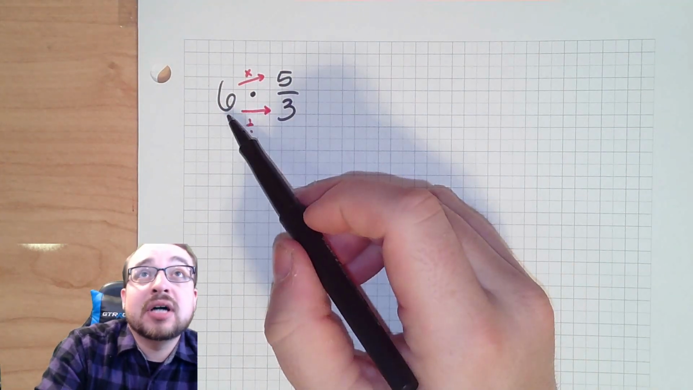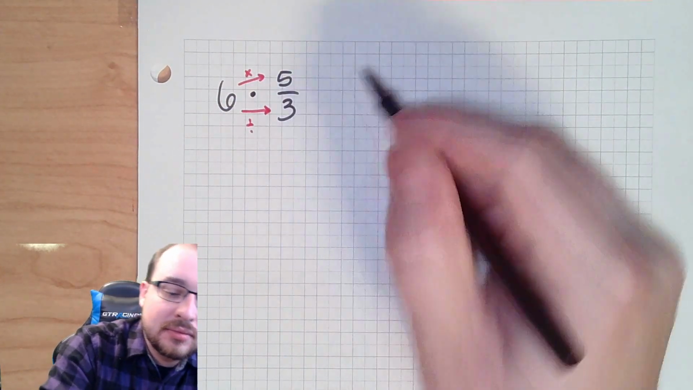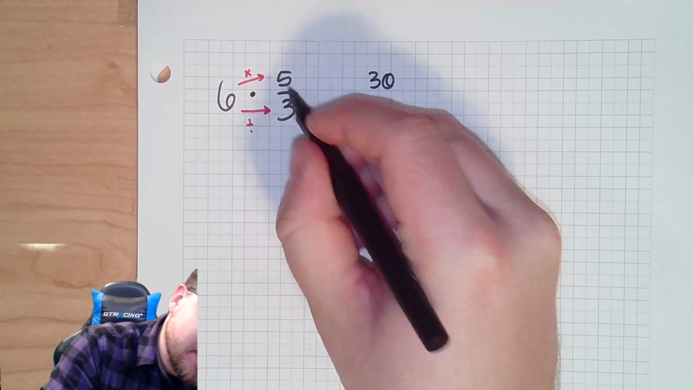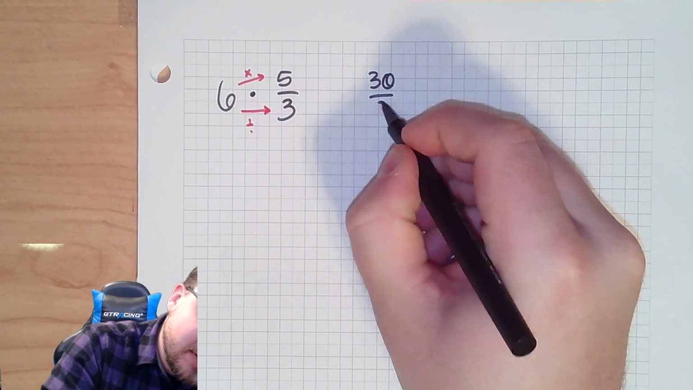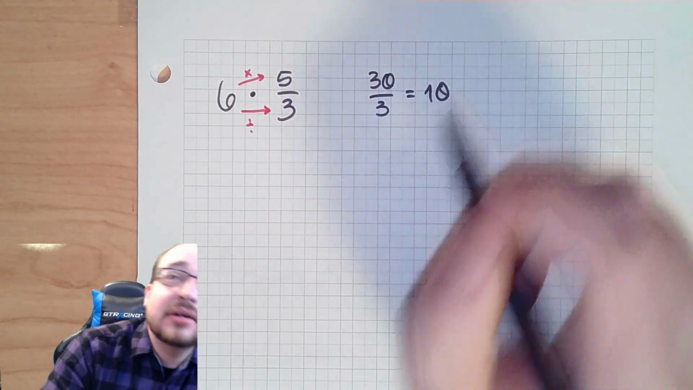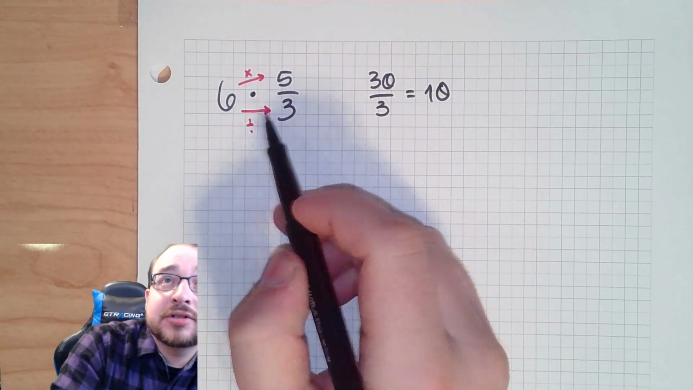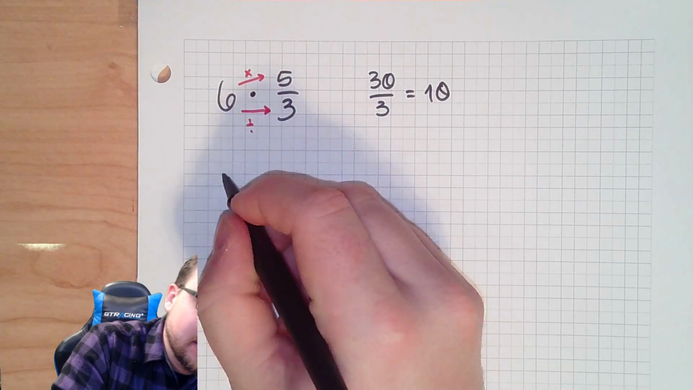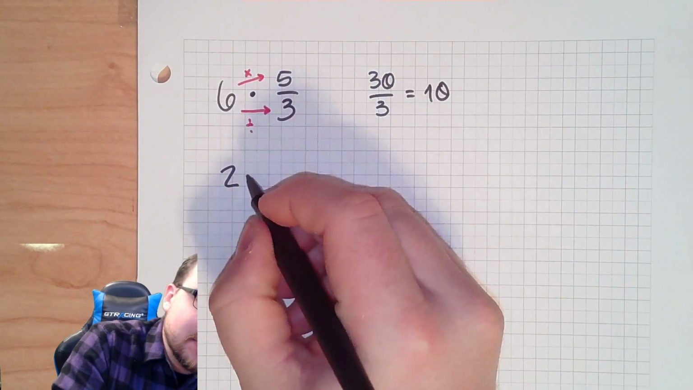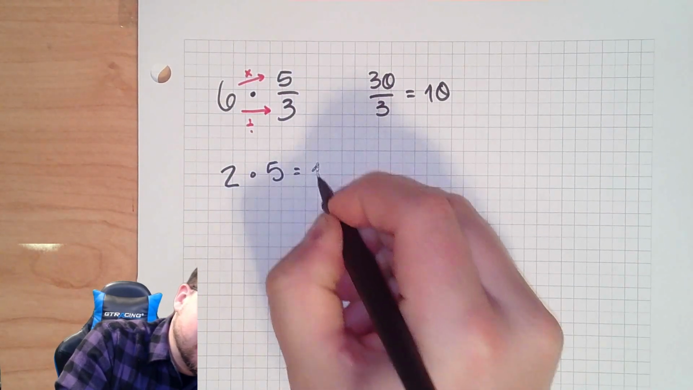For this one, you could times by the top and get 30. And then we're supposed to take 30 and divide it by 3, which of course is 10. You could have also divided first. First, we do 6 divided by 3 and get 2. And then I'm supposed to times by 5, which of course is also 10.